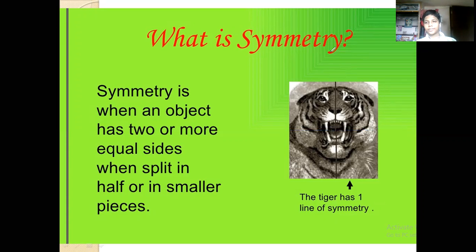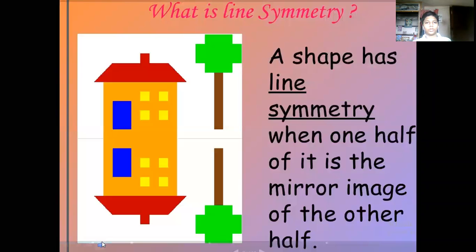So what is symmetry? When an object is divided into two, both the sides are equal. Or we can say symmetry is when an object has two or more equal sides when split into halves or smaller pieces. So what is a line of symmetry? A shape has a line of symmetry if one half of it is the mirror image of the other.